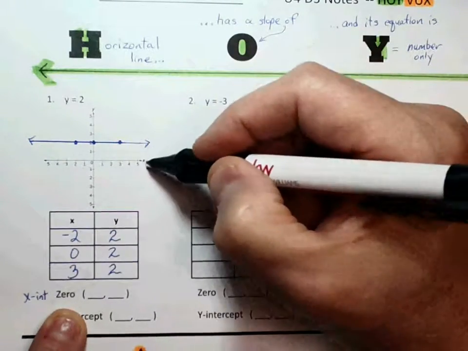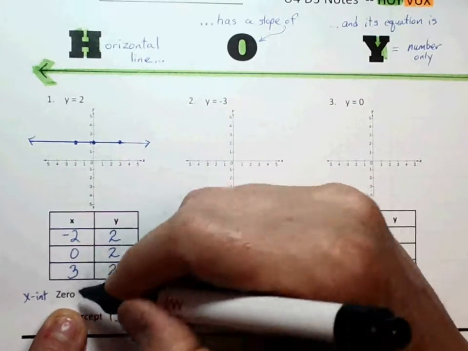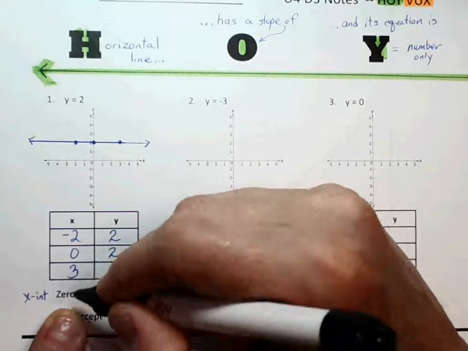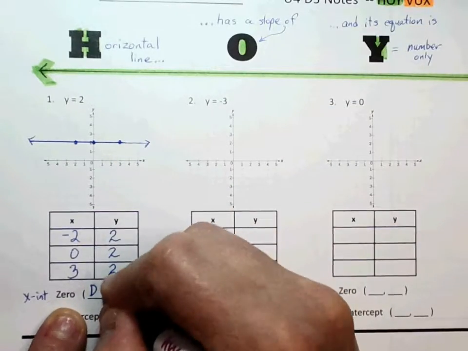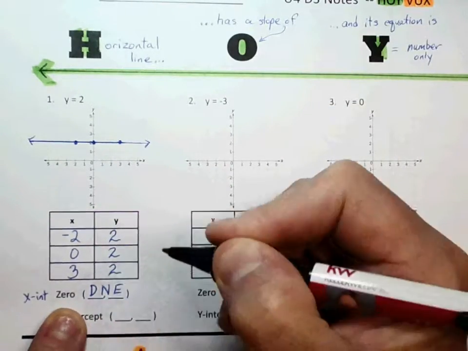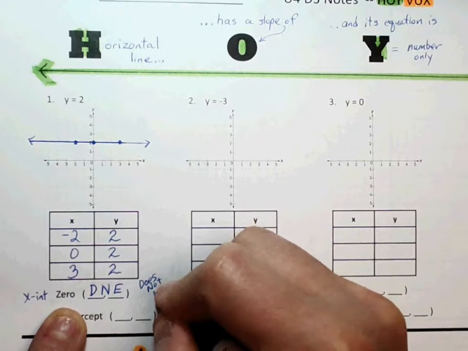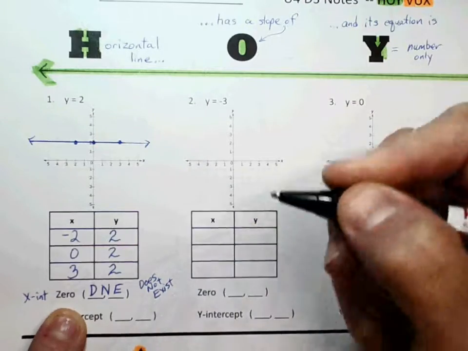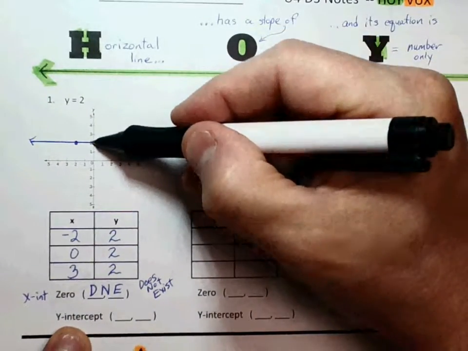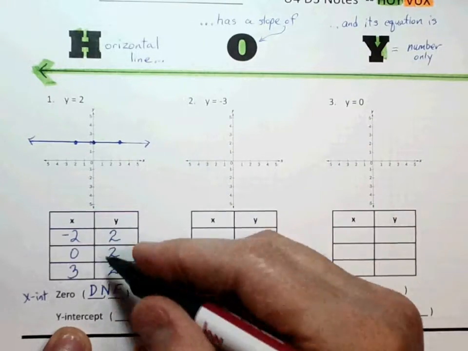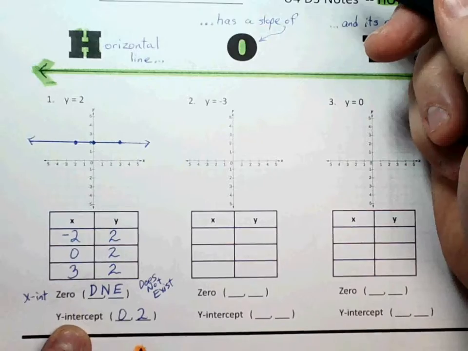Does this line cross the x-axis? It does not. So if there does not exist a 0 or an x-intercept, I'm going to put DNE. You know what that stands for? Does not exist. Okay? How about a y-intercept? Yeah, buddy, I got a y-intercept right there. So my y-intercept is just 0, 2. And I'm finished with problem number 1.